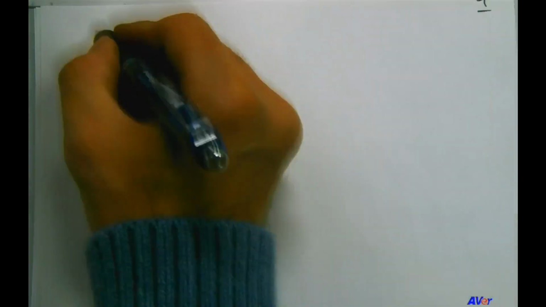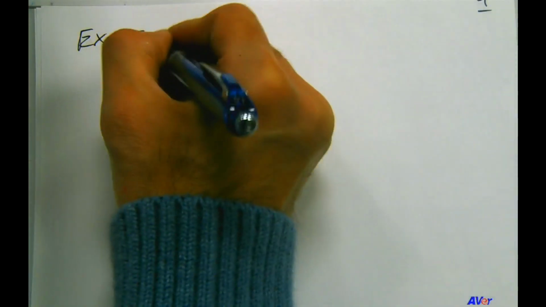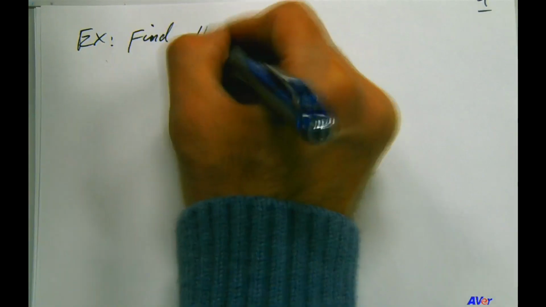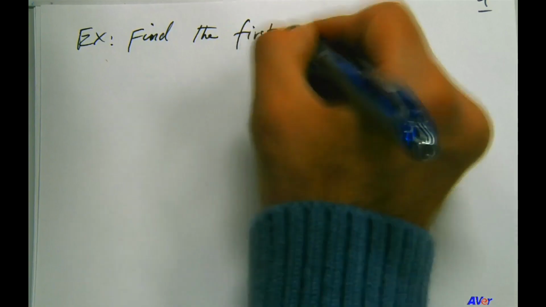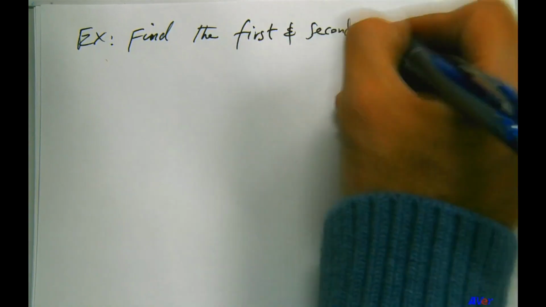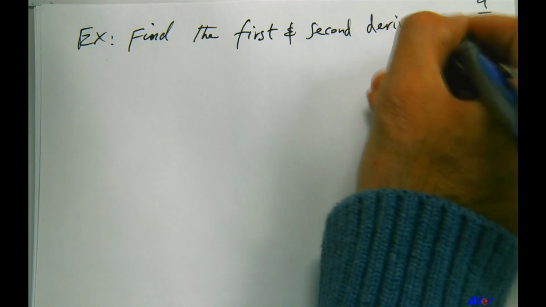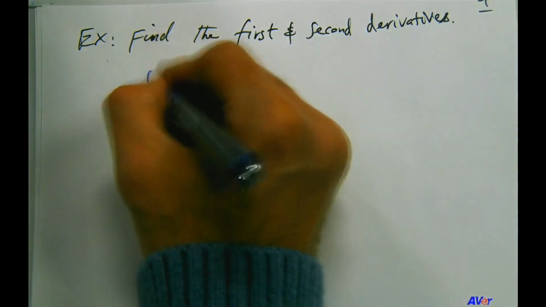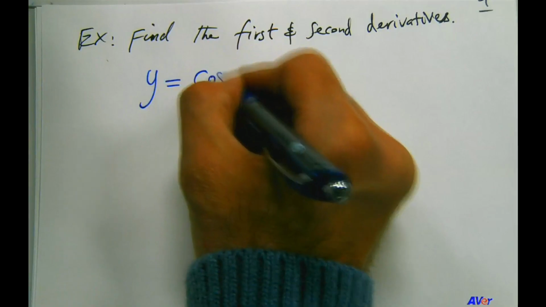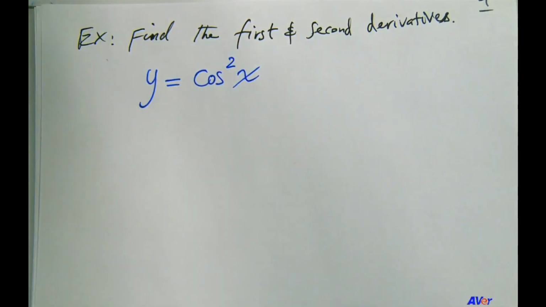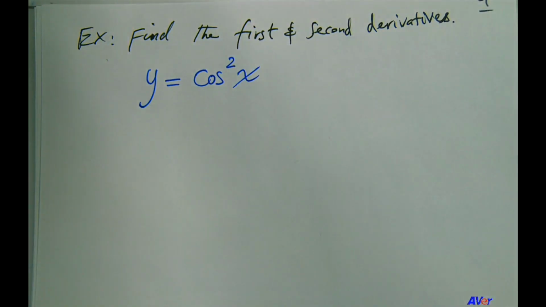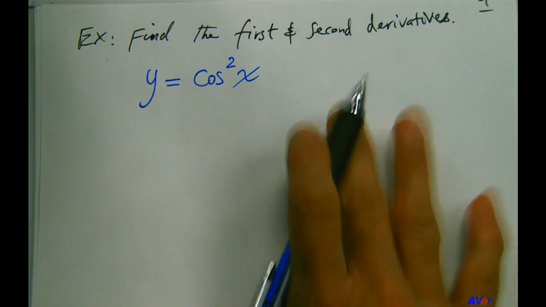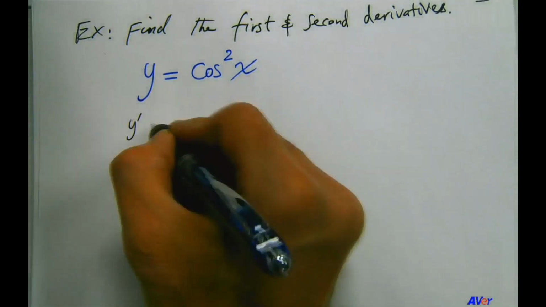So in this example, let's find the first and second derivatives. Okay, so we have this function, y equals cosine squared x. Okay, so we've done this before in section 2.4, but we're going to do it again this time with the chain rule involved, right? Okay, so the first derivative would be y prime.